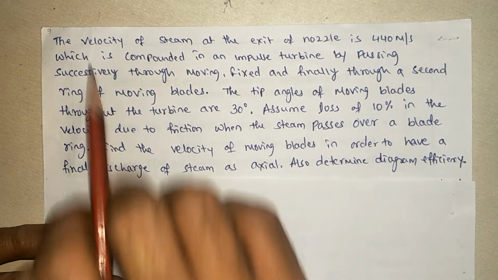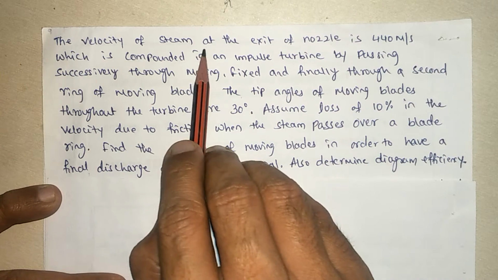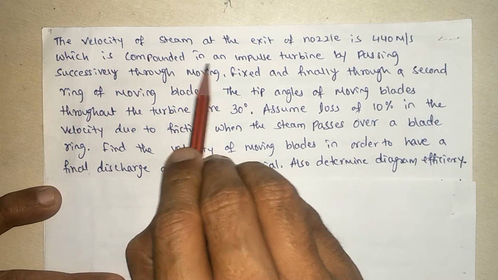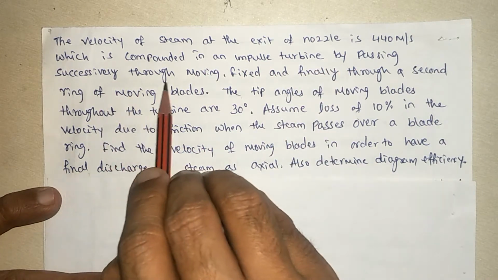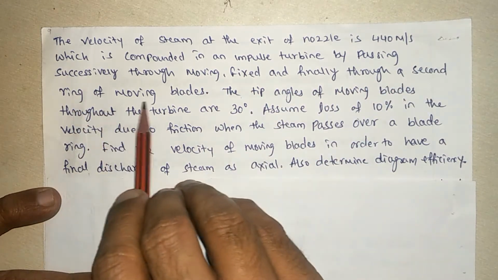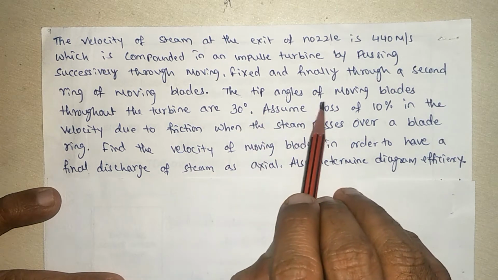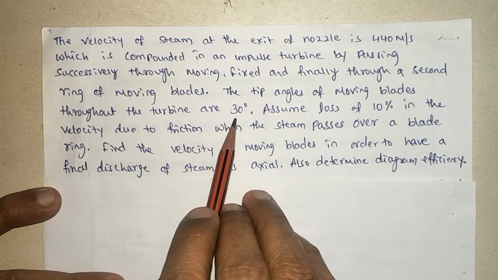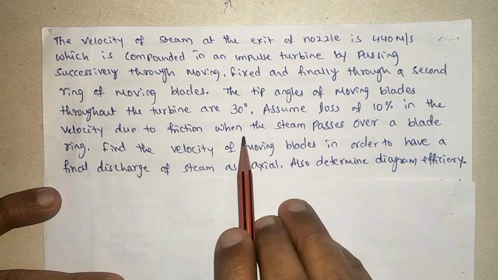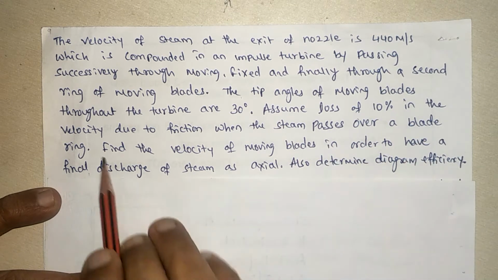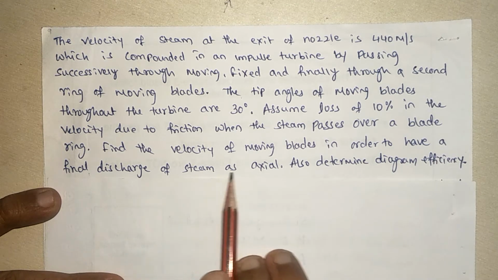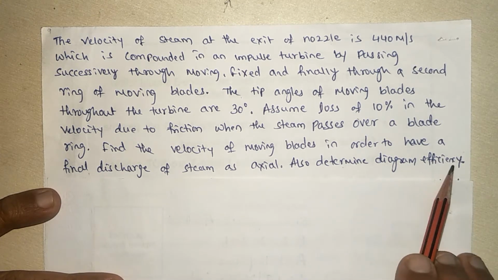So the problem statement is something like this. The velocity of the steam at the exit of the nozzle is 440 meters per second, which is compounded in an impulse turbine by passing successively through fixed and finally through a second ring of moving blade. The tip angles of moving blades throughout the turbine are 30 degree. Assuming a loss of 10% in the velocity due to friction when the steam passes over the blade ring, find the velocity of moving blades in order to have a final discharge of steam as axial. Also determine the diagram efficiency.